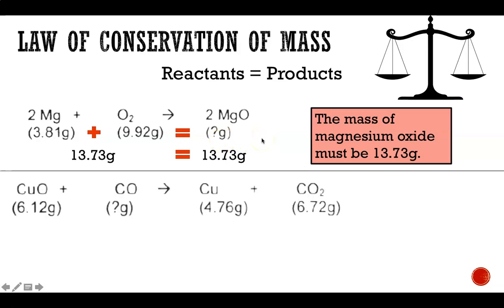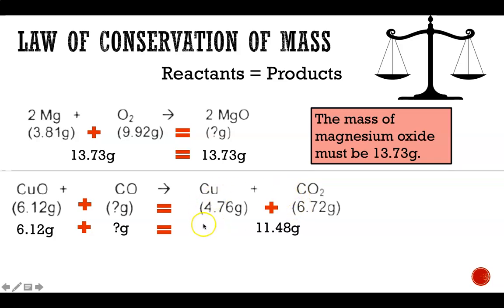If we look at one more example of that, a little bit more complicated, but exact same idea. We've got two reactants here. We've got copper 2 oxide, 6.12 grams of it, and we've got carbon monoxide. We're not sure how many grams we started with of that. And then we're producing copper, 4.76 grams, and carbon dioxide, 6.72 grams. So if we have this mystery here, it's easy to solve because we know that this combination here has to equal this combination here.